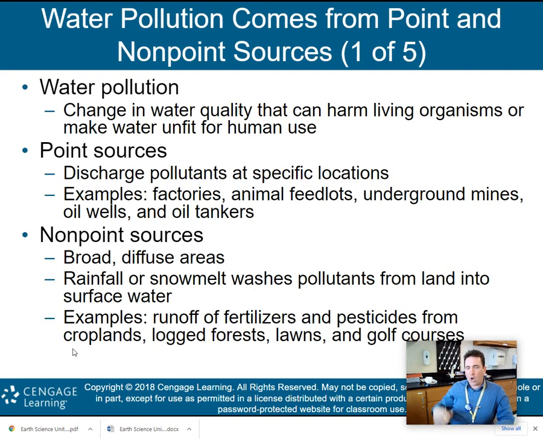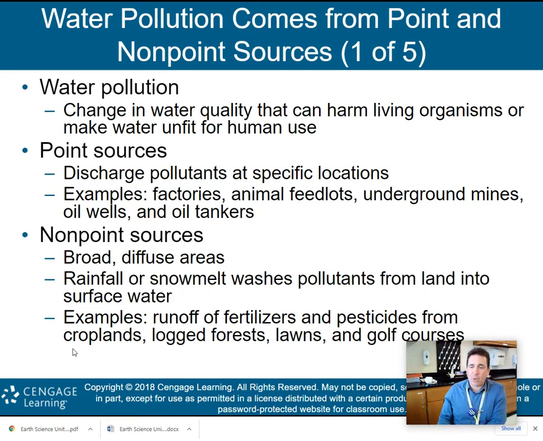So we're going to talk about non-point and point sources of pollution. Now, I do believe I mentioned this a little bit in a previous chapter, but we're really going to talk about it now in depth. So water pollution is any change in the water quality that can harm living organisms or make water unfit for human use. So what is a point source? A point source is a discharge of pollutants at a specific location. Examples: factories, animal feedlots, underground mines, oil wells, oil tankers.